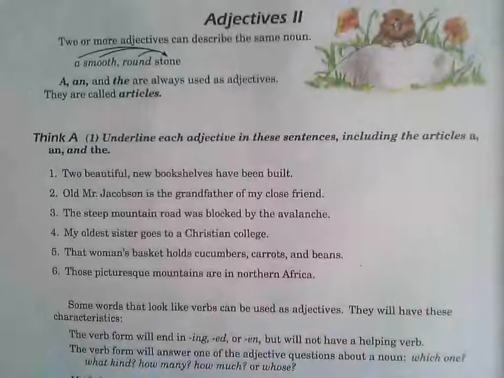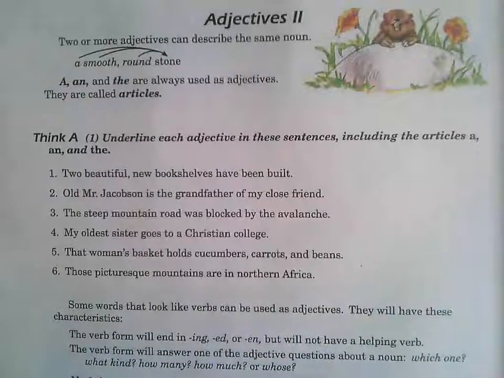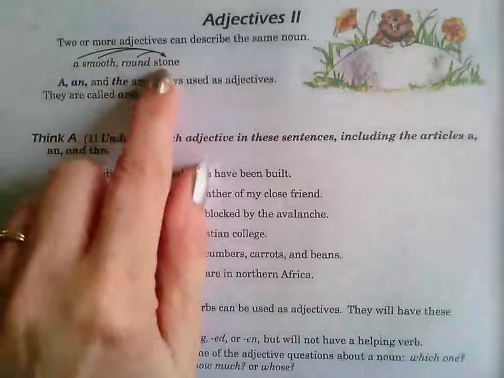Here's two other things you need to know. You can have more than one adjective. You can have several adjectives in a row. This example has three: a stone, smooth stone, round stone. Notice how the arrows join to make one arrow all pointing to stone.